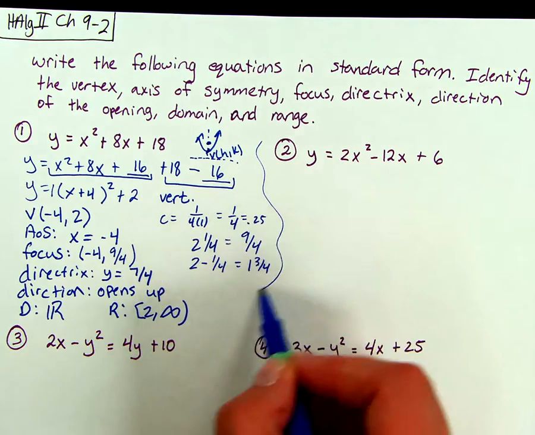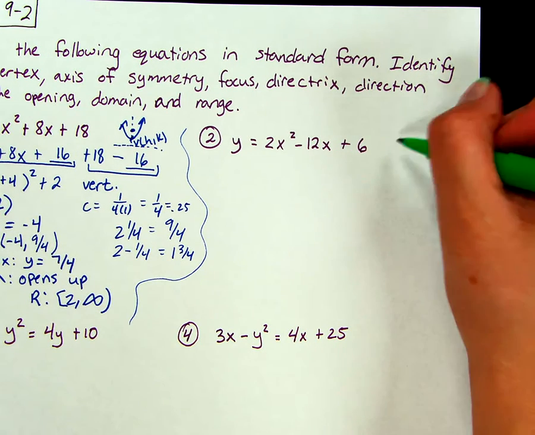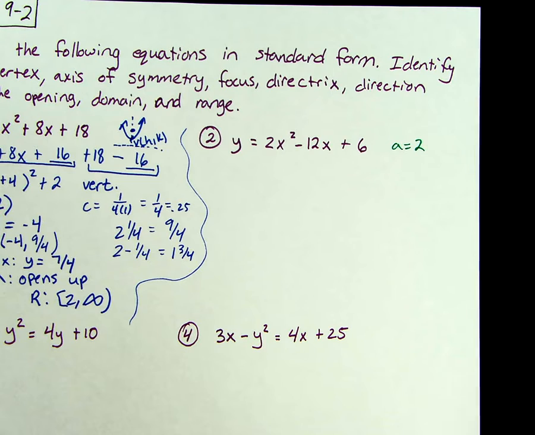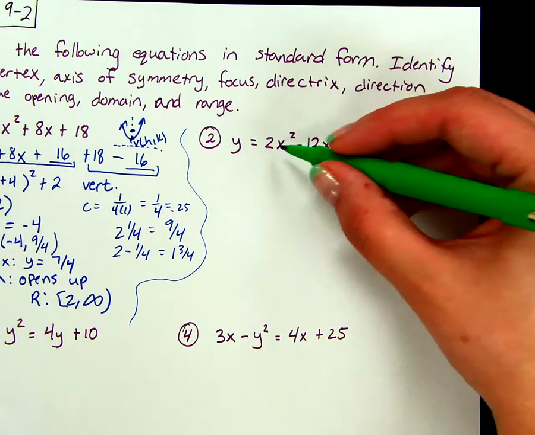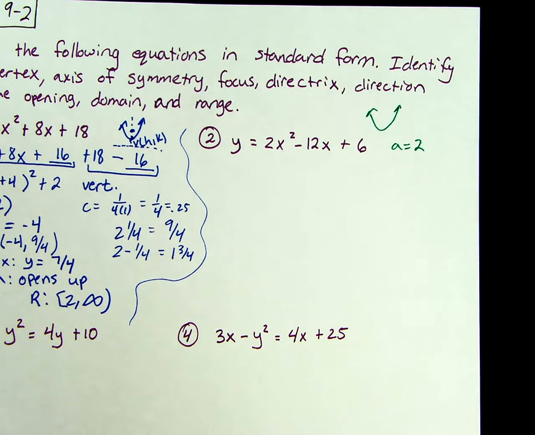All right, so next problem, we're going to go through that exact same process. So this time, we have a number in front of our square term. So we know that a is going to be 2. And then since our x is squared, that's going to be vertical. And our a is positive, so we're going to have another U shape that opens up.